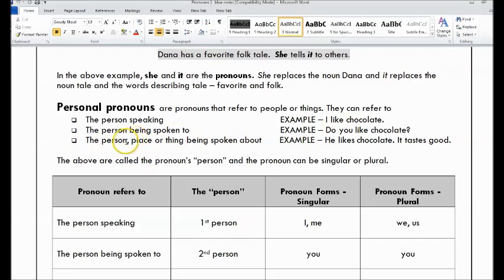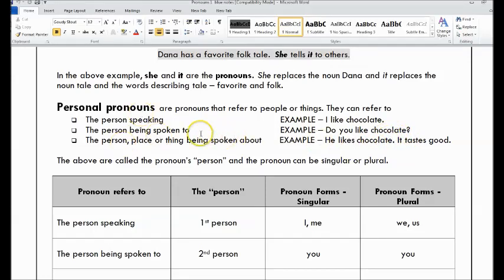Third person is when I am talking to you about a person, place, or thing. So it's the person, place, or thing being spoken about. He likes chocolate. It tastes good. I'm talking to you about him, and I'm telling you he likes chocolate. We're talking about chocolate as well. It tastes good. So it's replacing chocolate. It's also a pronoun, third person. I'm talking to you about it.